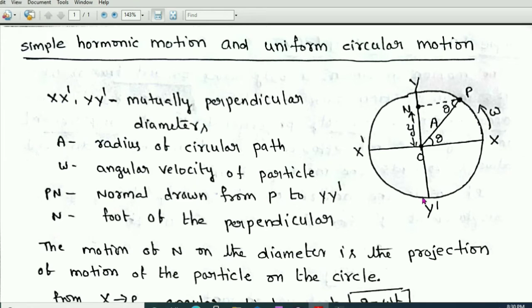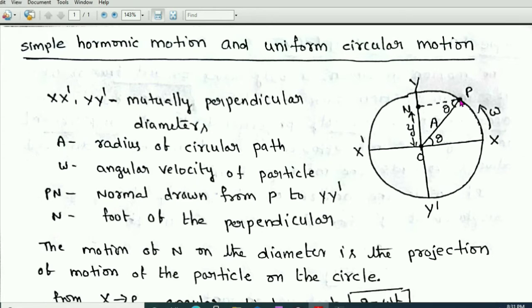Now let us draw the normal from P. What is the point P? Initially, let us consider the particle starts from X, and after a time T it reaches the point P. Within the time T, the particle covers an angular displacement theta, moving from X to P.